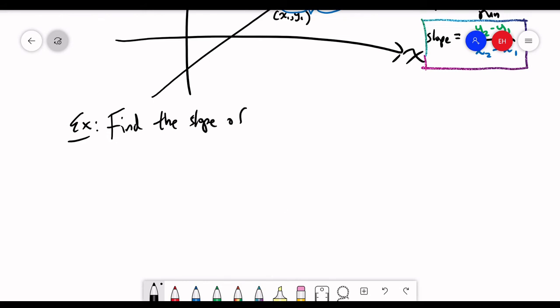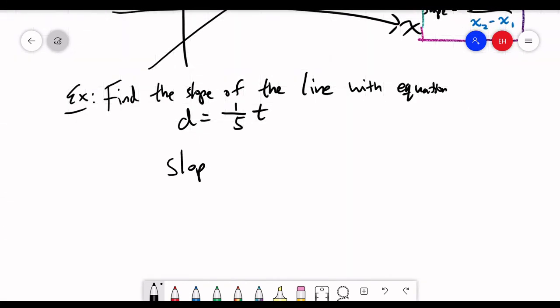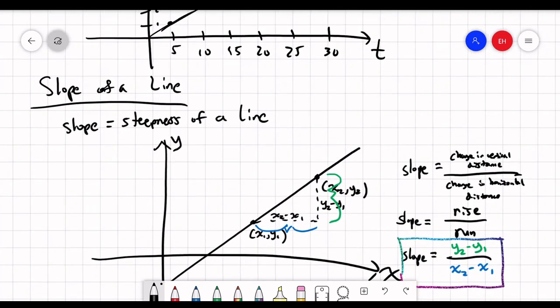Let's find the slope of that direct variation equation that we've studied with the lightning and the thunder and the time between seeing that and the distance. So that was the distance equals 1/5 t. Now, you might already know the slope just by looking at the equation. And if you can, good for you. You are ahead of the game here. But let's figure it out anyways.